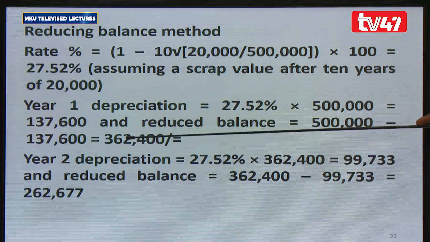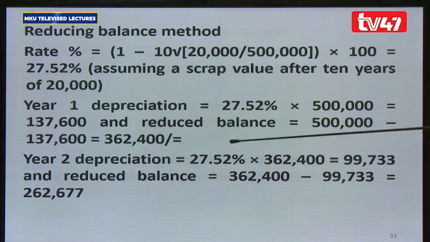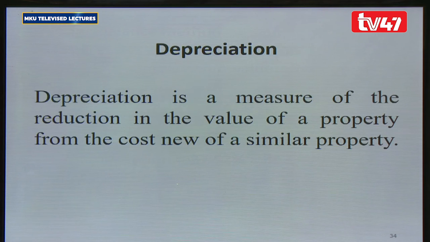Then after I've gotten the value in the subsequent year, again you multiply by the 27.52% times 362,400, and you get the depreciation. Again, you reduce it from 362,400 less 99,733, and you get the value in the subsequent year. You continue on and on up to the end.